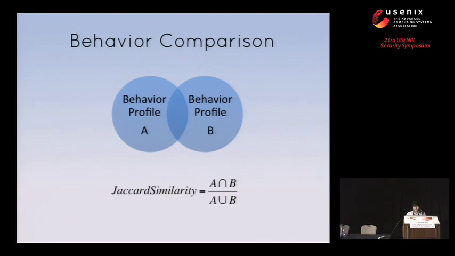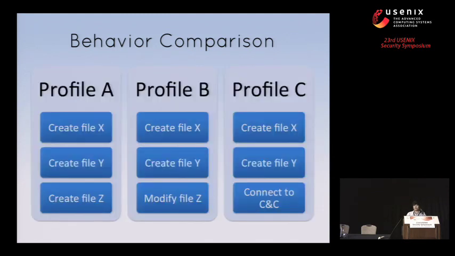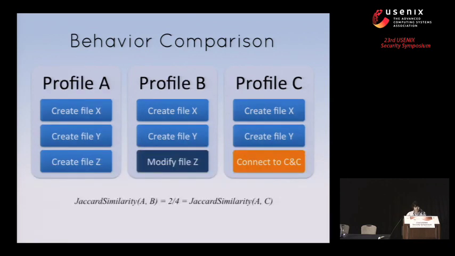To get an intuition, let's take an example. So here we have three profiles, profile A, profile B, and profile C, from the same malware when it was executed in different analysis environments. The profiles look similar other than the third entry of profile B and profile C, which are different. So let's calculate the Hierarchical similarity between profile A and B and profile A and C. Turns out they are the same. But our intuition tells us that profile C is quite different because it's connecting to a CNC server.